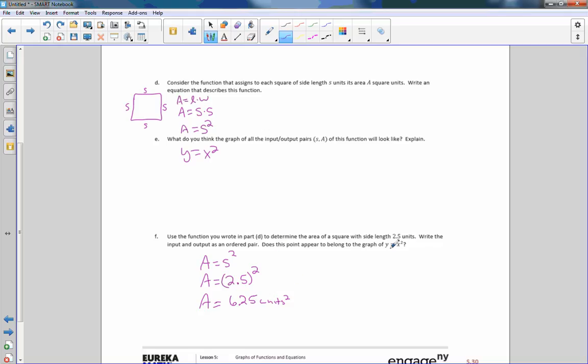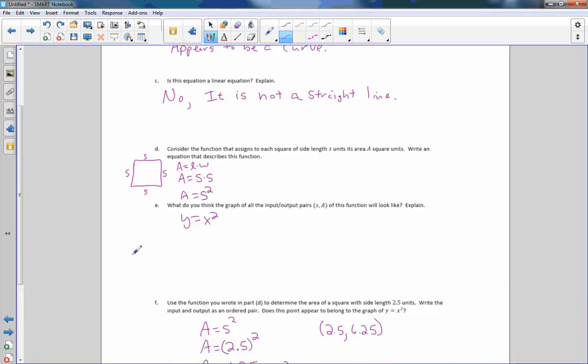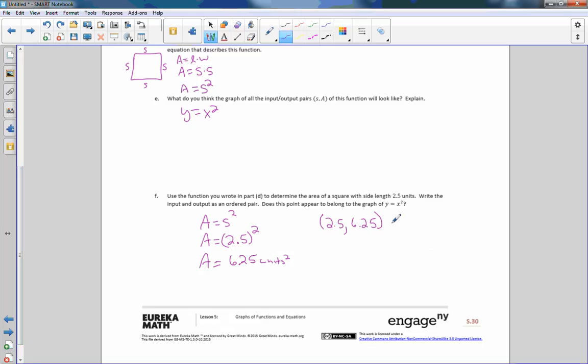Okay, does this point appear to belong to the graph of y equals x squared? We have to now write it as an ordered pair. So we plugged in 2.5 for x, and when I squared it, I got a y of 6.25. So this is the point, 2.5 comma 6.25. If I go back to my graph and I go over 2.5, then I should go up 2, 4, 6, and 0.25 should be right here. And if I draw a curve like so, see how it's going through each point? If I keep going up, this is a little difficult on this pad, but you get the idea. That point that we just graphed, 2.5, 6.25, is right there. So does that appear to belong to that graph? I'd say yes, it does.